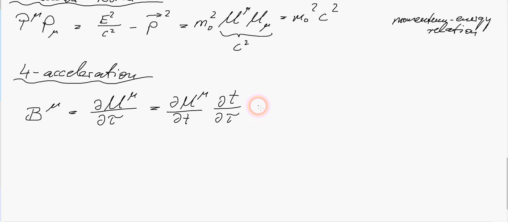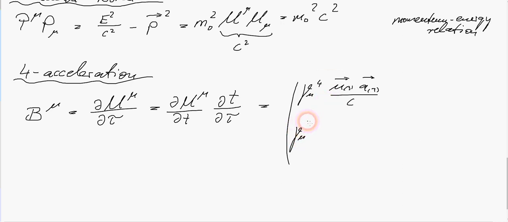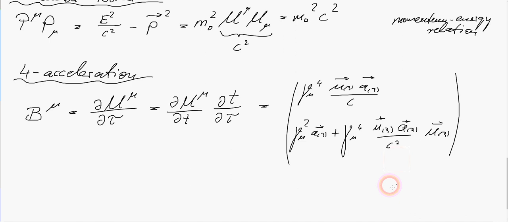So now comes a longer calculation, but we get the following vector components: γ_u⁴ u₃ a₃ over c for the first, the timelike component, and the spatial components look like this. This is mainly due to the derivative of this gamma factor, so we get such complicated expressions here. I won't do it in detail now, just for repetition. And so this is our 4-acceleration.